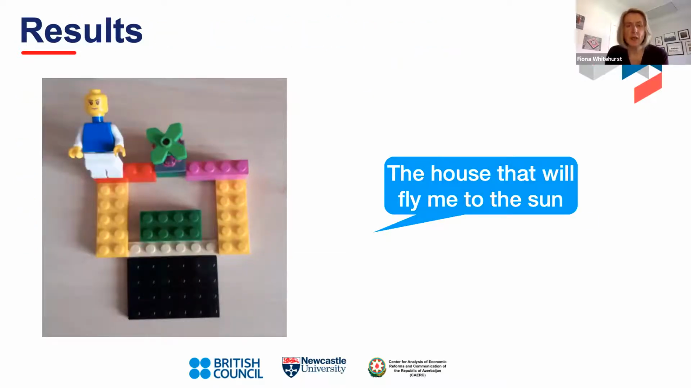So just to give you some of the results, and just to make sure that we've got plenty of time for questions. This was one of our students, Sharon. She was on her own in Newcastle, and she's originally from Kenya. So she created a house that would fly her to the sun. She was obviously missing the sun. And they said, you can be as imaginative as you like and convey this in Lego.